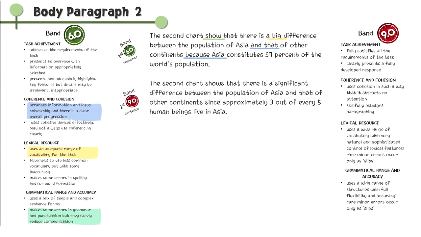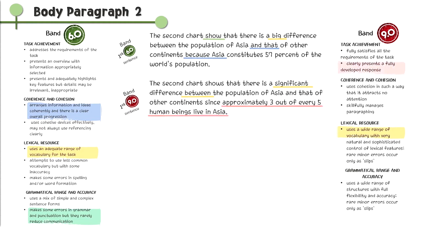The second chart shows that there is a significant difference between the population of Asia and that of other continents, since approximately 3 out of every 5 human beings live in Asia. For the Band 9 first sentence, the use of significant is better than the word big. The use of between to compare two figures was properly utilized, so lexical resource is good.